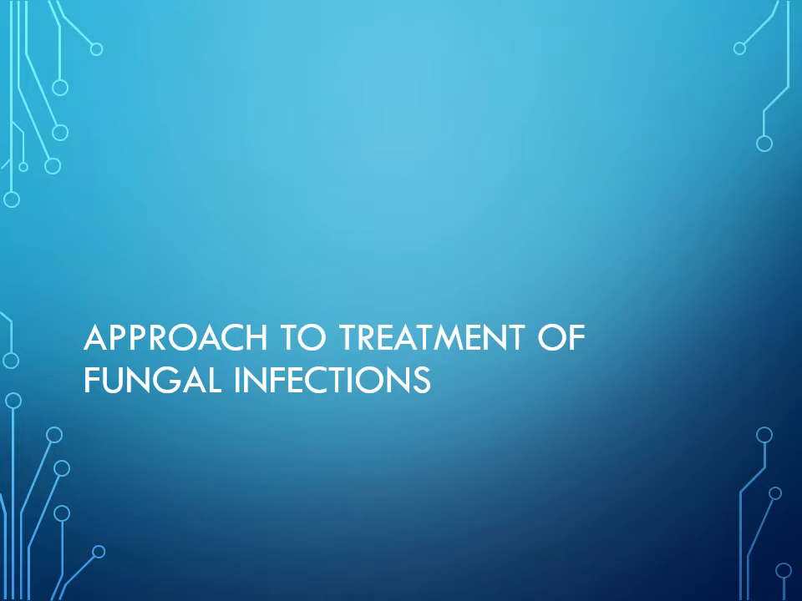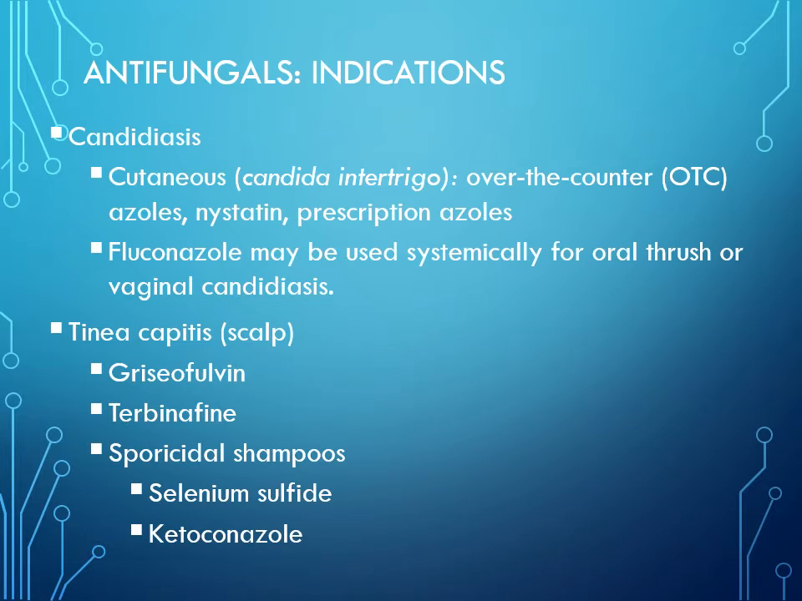Next, we'll talk about specific fungal infections. Candidiasis can cause Candida intertrigo, which occurs in the skin folds. For example, women tend to get candidal infections underneath the breasts because if the breasts are large and they come in contact with the skin of the trunk, you can get a yeast infection. We can use over-the-counter or prescription azoles for that. Fluconazole can be used for oral thrush or for vaginal candidiasis.